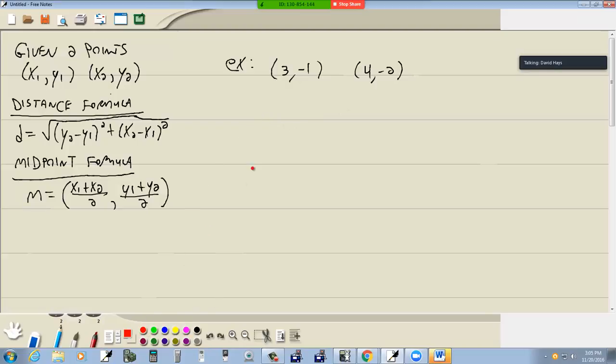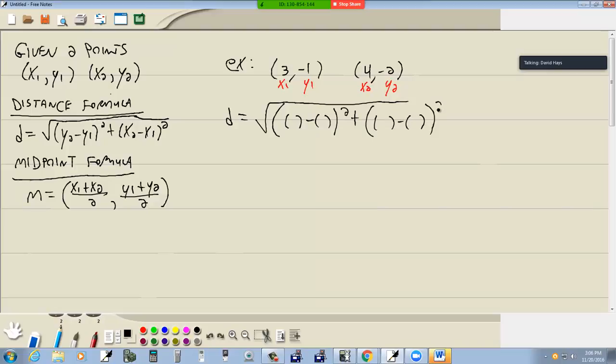Now, first thing I want to do is label these. This is my first point, so I'll label this as x1, y1. This is my second point, so I'll label this as x2, y2. Now for our distance, I'm going to go through and replace all of my variables with sets of parentheses. Same thing with the x's. And then we'll plug in what we identified.